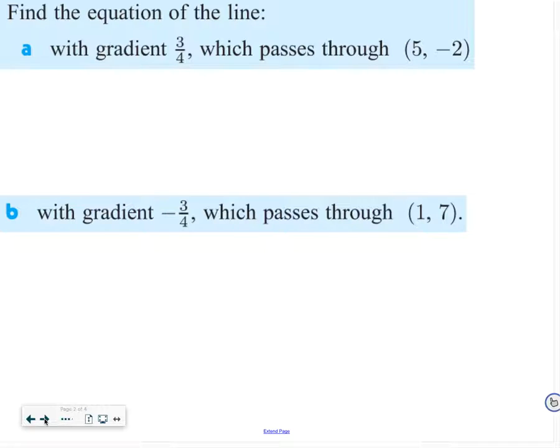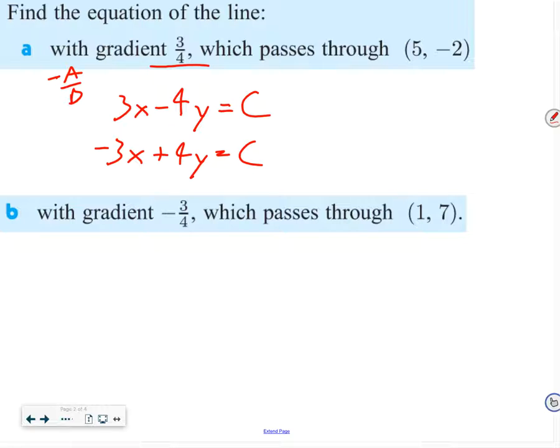So find the equation of a line with a gradient of 3 over 4, which passes through 5, negative 2. So I'm going to use this bit of information right here. From that information, I can go ahead and say that 3x minus 4y is equal to c. I could also say, because I know it's just negative a over b, I could also do it as negative 3x plus 4y is equal to c, and both those solutions will be correct at this point.